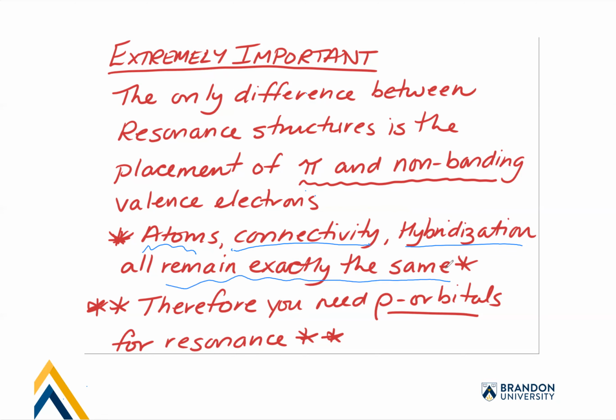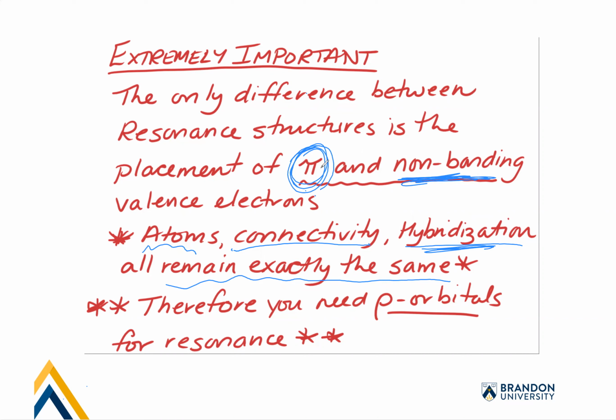So we're not moving anything else except for pi electrons and electron lone pairs. So the hybridization doesn't change, which means the molecular geometry doesn't change. The bond angles don't change. We're not moving a hydrogen atom from one atom to somewhere else in the molecule. It's only electrons, pi electrons and non-bonding electrons.